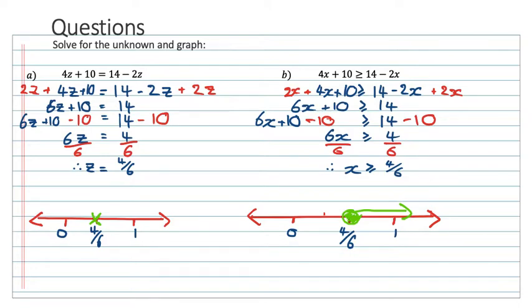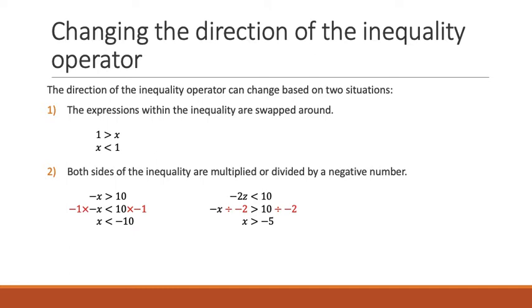Going down, what we know is we can use the same rules of equations to solve inequalities, but there are two things we need to keep in mind. The direction that the inequality operator is pointing can change based on two scenarios. The first one is if we swap the expressions in the inequality around, the inequality symbol changes direction. So consider 1 is greater than x. If we move x to the left and move the 1 to the right, then we also have to flip the direction this inequality operator is facing.